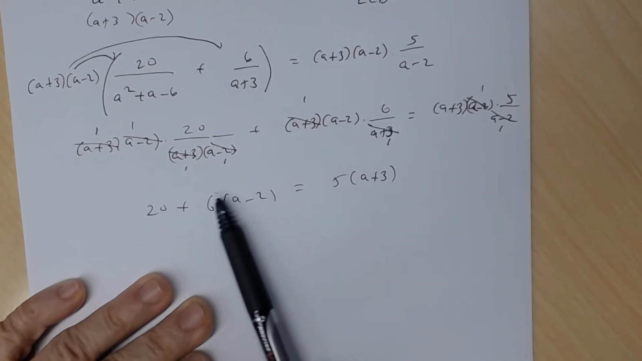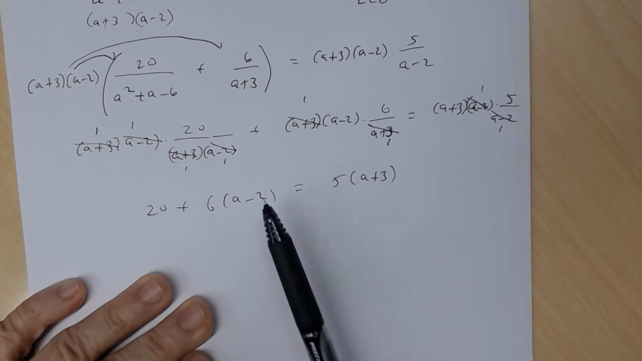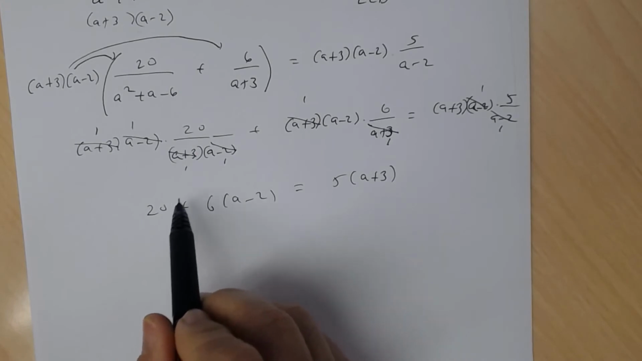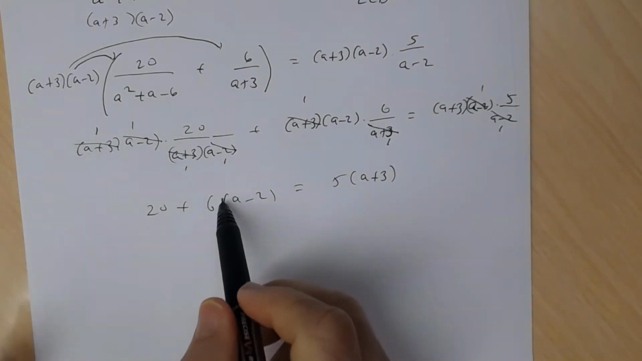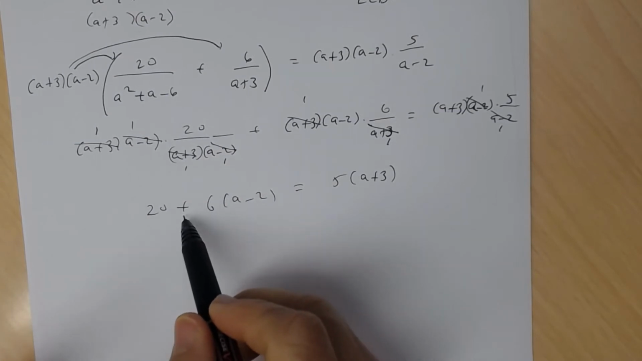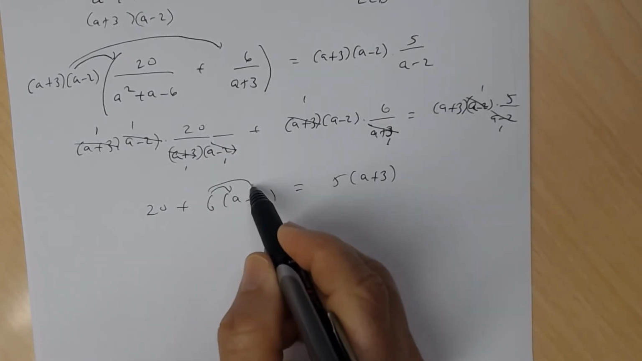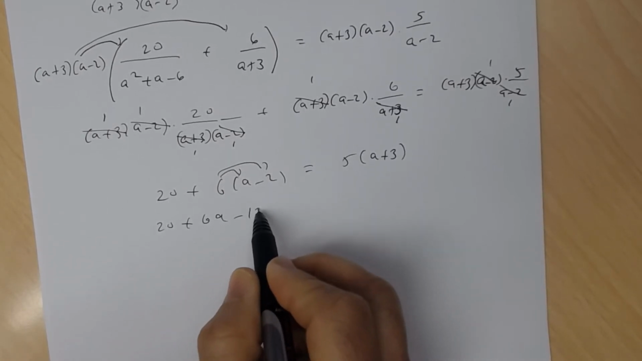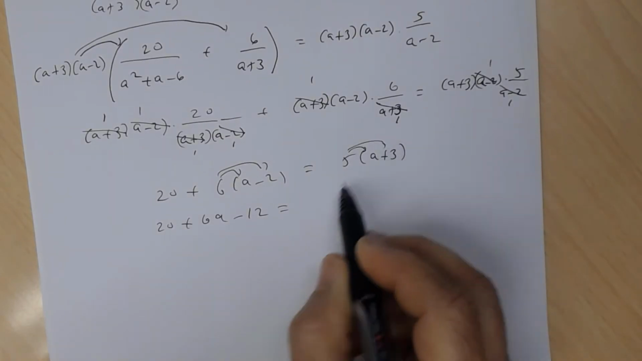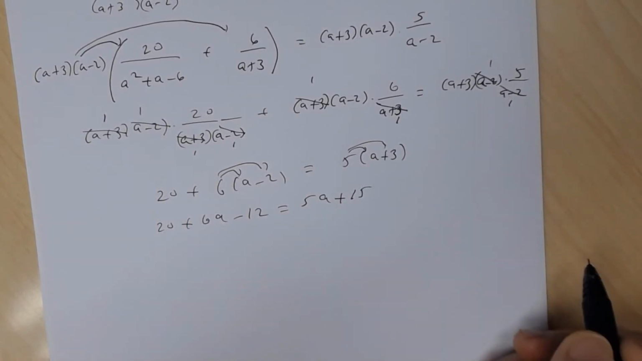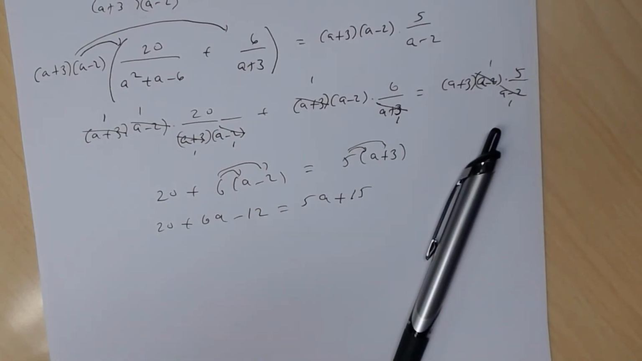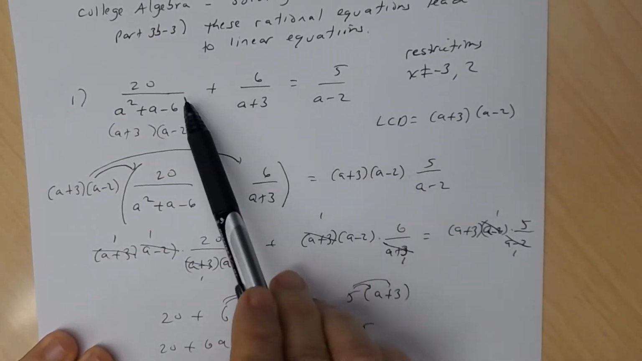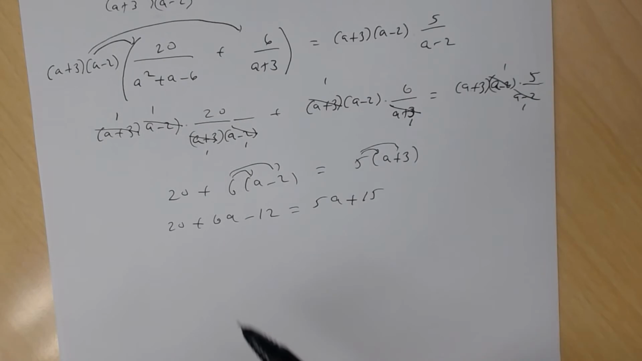Now I'm going to have to use the distributive property again. So I'm going to distribute. Be careful, what some students do is they'll say 20 plus 6 is 26 and distribute the 26. Remember, you can't do that. Order of operations says I have to do multiplication before I do addition. So you have to distribute first. So I get 20 plus 6a minus 12 equal, and then distribute here, I get 5a plus 15. So notice that I went from a rational equation to a linear equation. And that was the end of step 1.